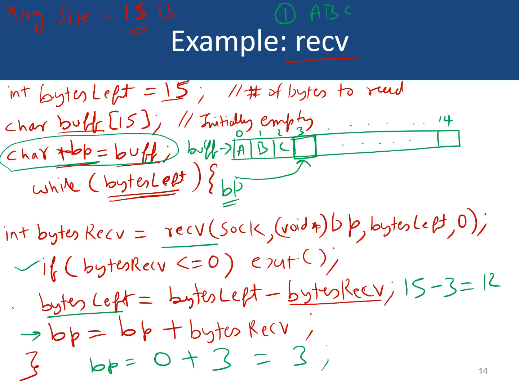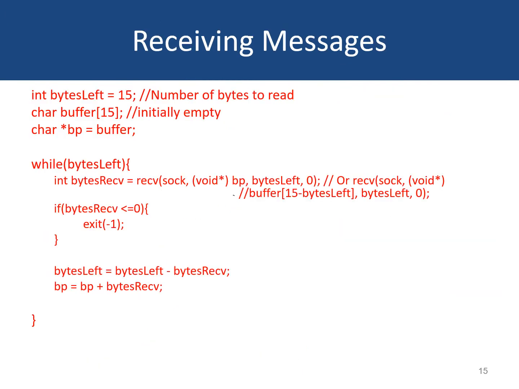And so in the next iteration, let's say 3 more bytes are received, D, E and F. They would be written in the buffer starting here, the next empty location 3. They will not overwrite the previously written bytes in the buffer. The example code is also summarized over here.